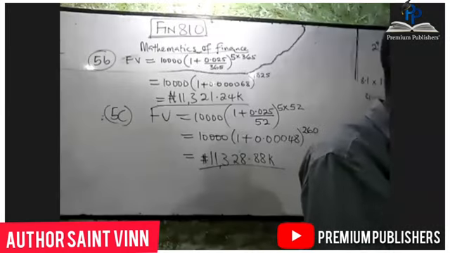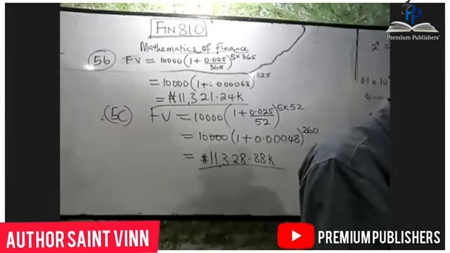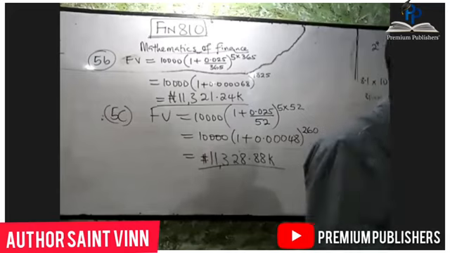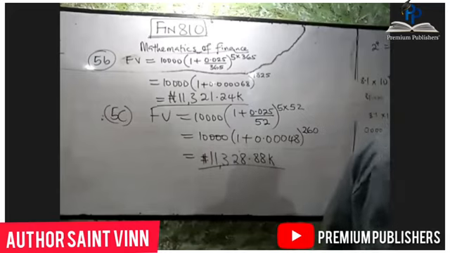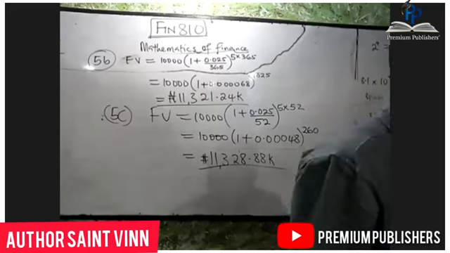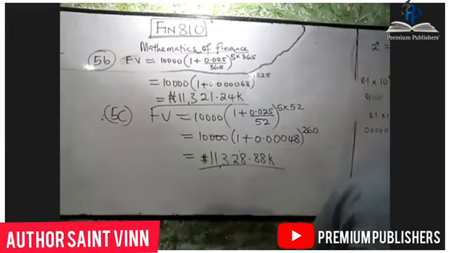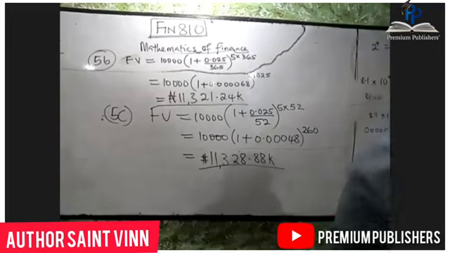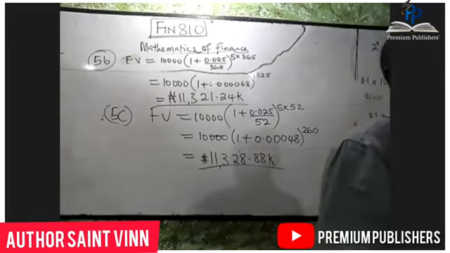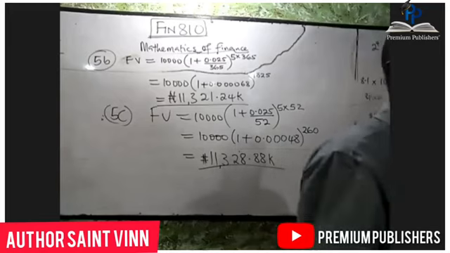No, see, fortnightly. We have 52 weeks in a year. We divide them by 2, we get 26. So we now divide R by 26. Fortnightly means every 2 weeks in a year. Is it clear now? Fine. Any question?